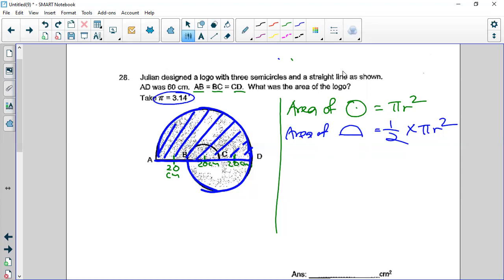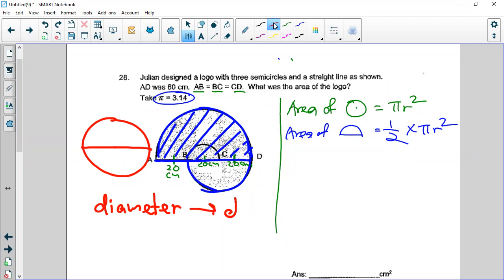What is r? R is the radius. So where is the radius? When there is a circle, every circle has a dot. What do you call the line that cuts the circle into half? You call it the diameter, and it is represented by the letter D. If you cut the diameter into half, what do you call half of the diameter? You call it a radius, R. So radius is half of a diameter.